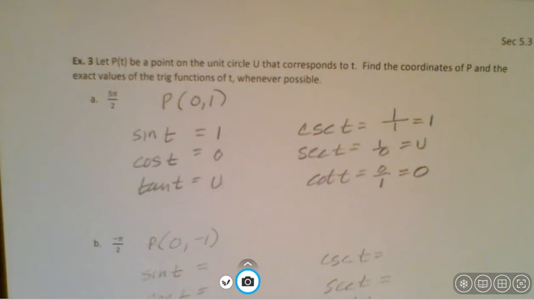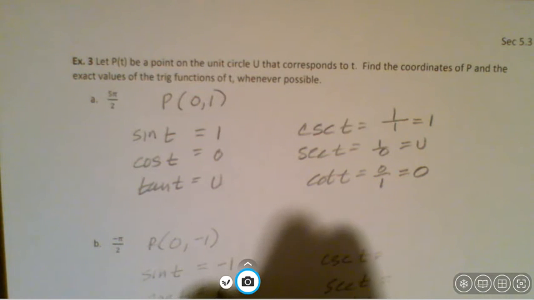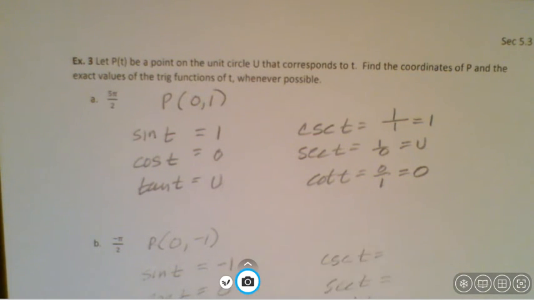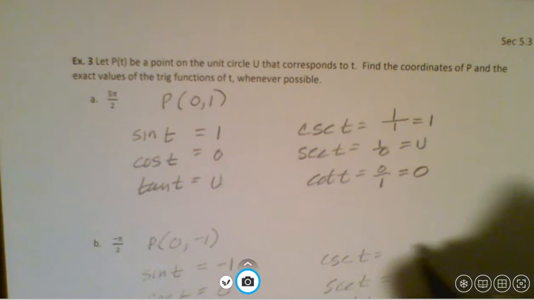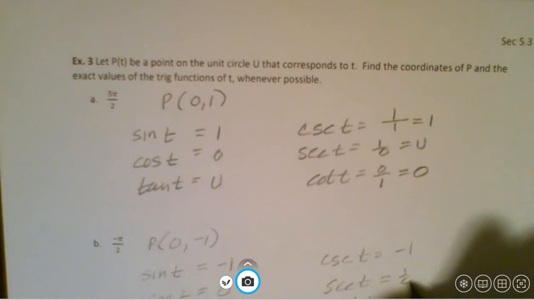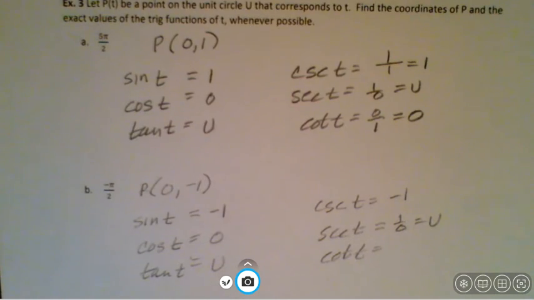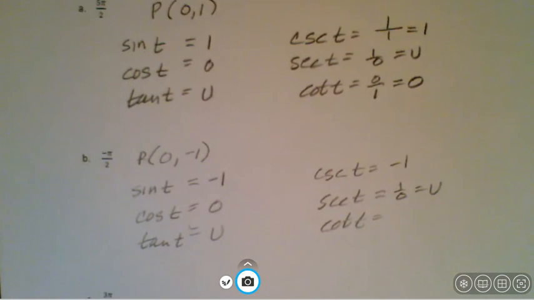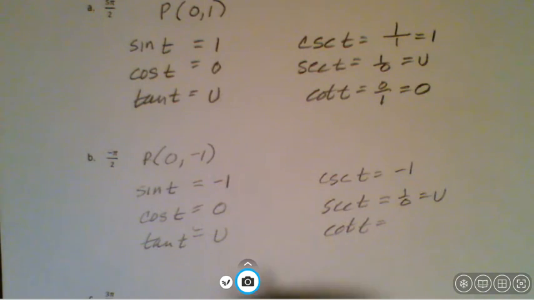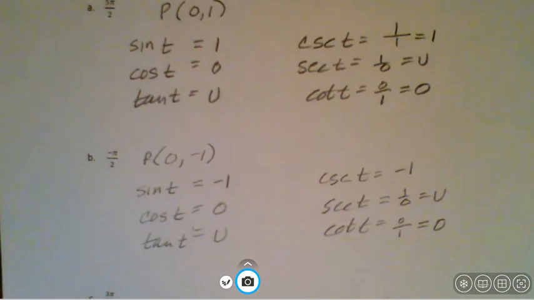Okay, this is easy. Sine of t is y, cosine of t is x, tan of t, sine over cosine, that is undefined. Cosecant of t is 1 over negative 1, that's also negative 1. 1 over 0 for the secant, of course, is undefined. And the cotangent is similar to what we just did last time, so it ends up being 0 over 1 or 0.